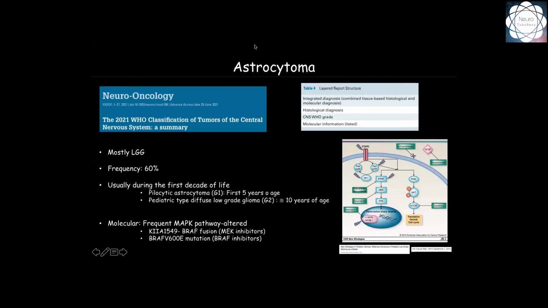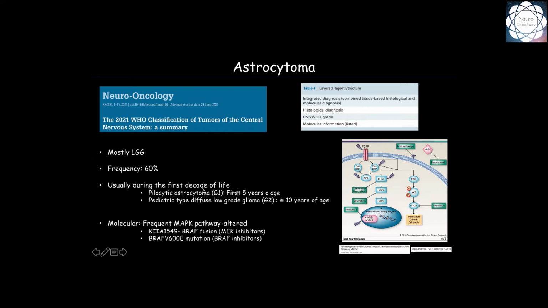Let's talk about astrocytoma. They are the most frequent spinal cord tumors in pediatrics. They account for 60% of cases, and most of them are low-grade gliomas. We use the WHO classification, the last one, the 5th one, which was released last year, and they use the integrated and layered report structure with a first layer of histological diagnosis, then the grading, and finally the molecular information, which, as you know, has become more and more important.